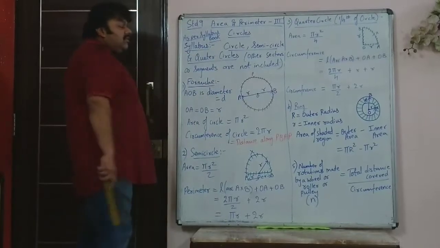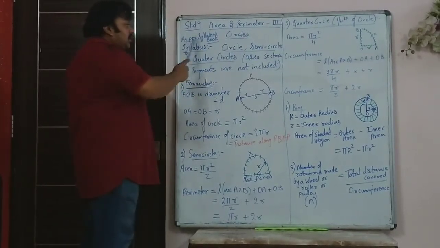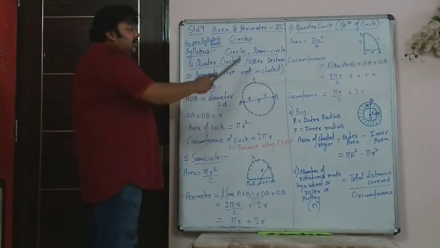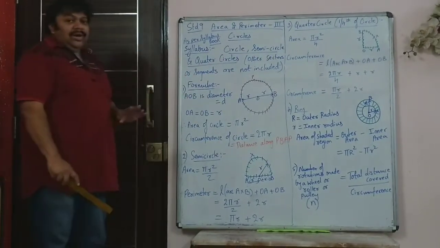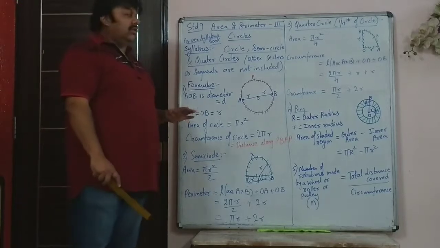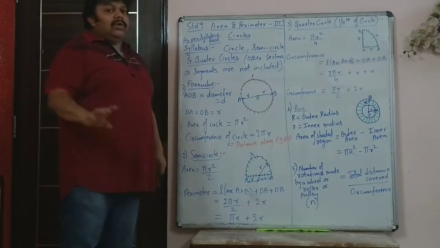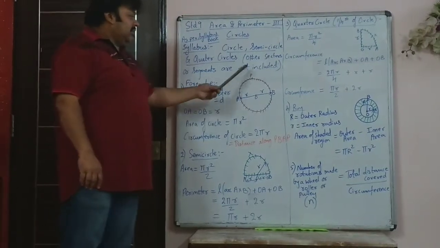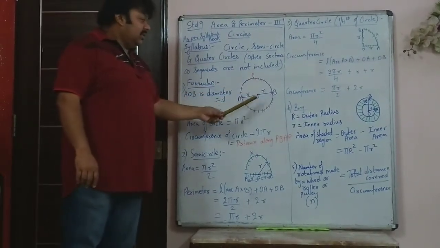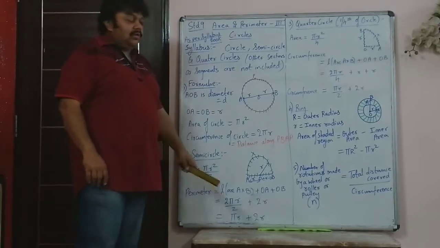So we'll start with circles, that is the third part. As per the syllabus book, we have only circle, semicircle and quarter circle. Other sectors are not included in our syllabus, so we will not be doing any other sectors. So right now we will see the formula for area of circle and circumference of circle.